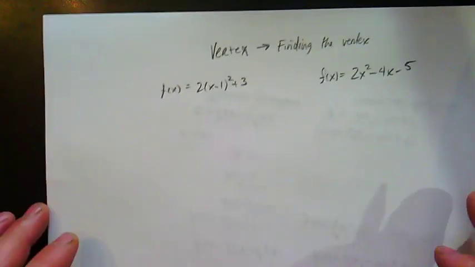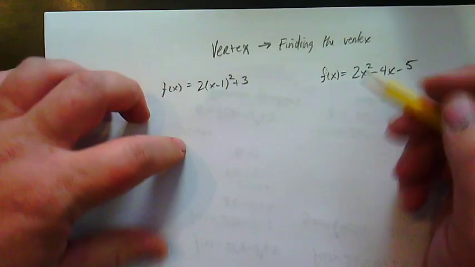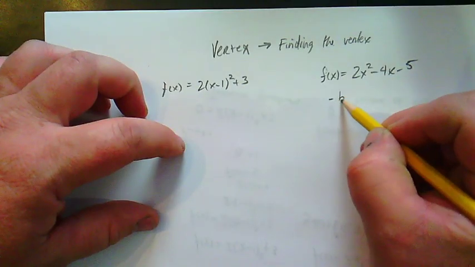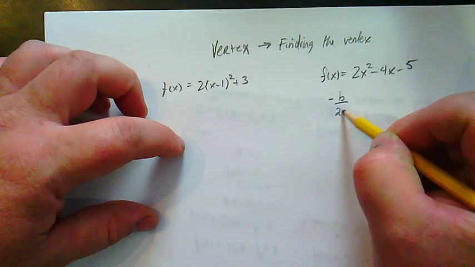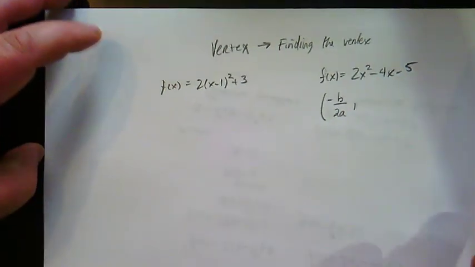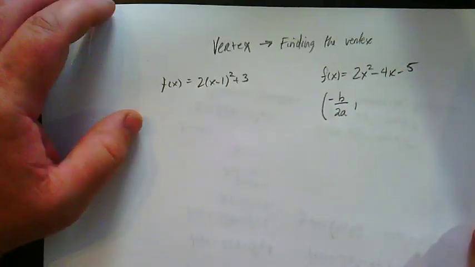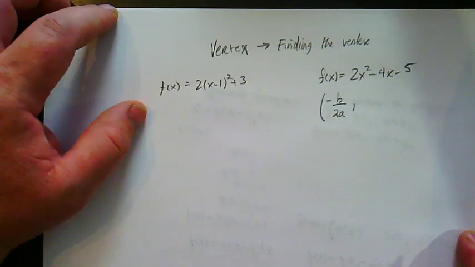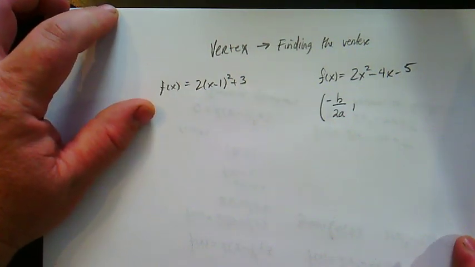So those were the two. So from standard form, finding the vertex, probably the easiest way to do it is to use this formula. We've done this formula in the past, and if you don't know what this is, then we'll have to do that later.